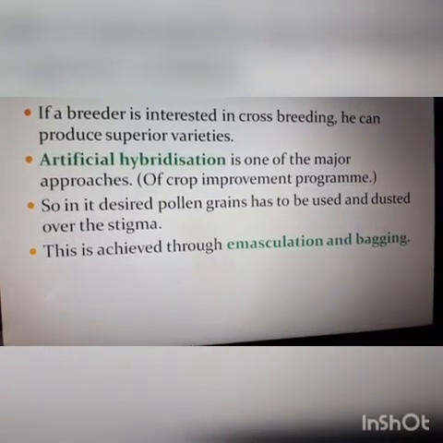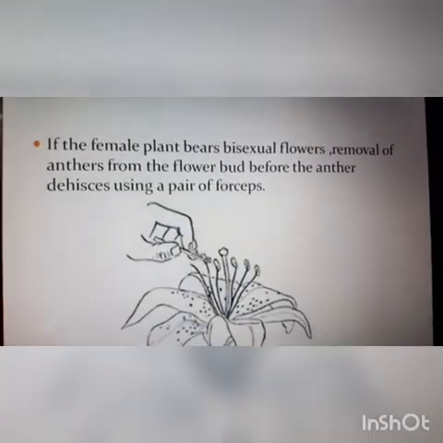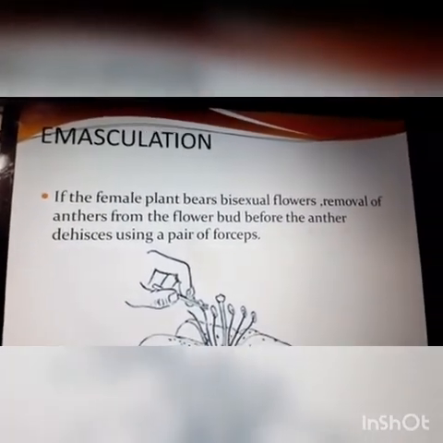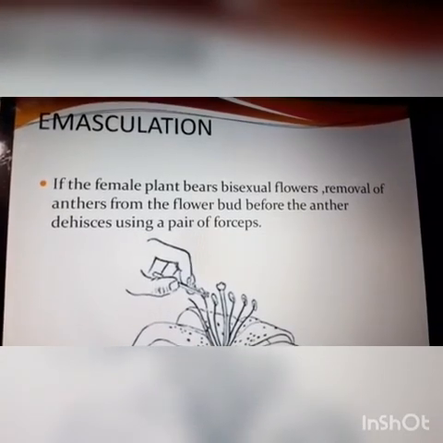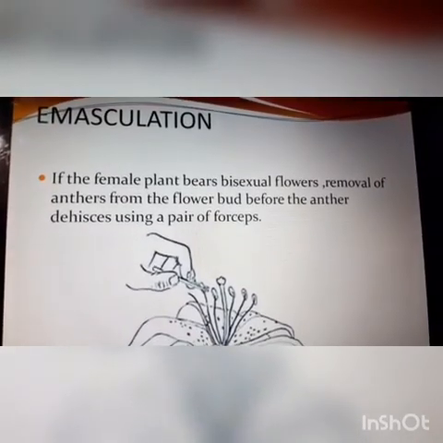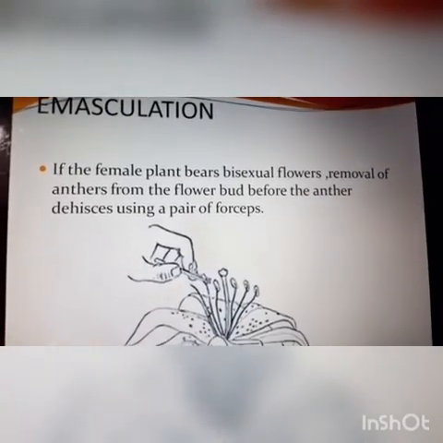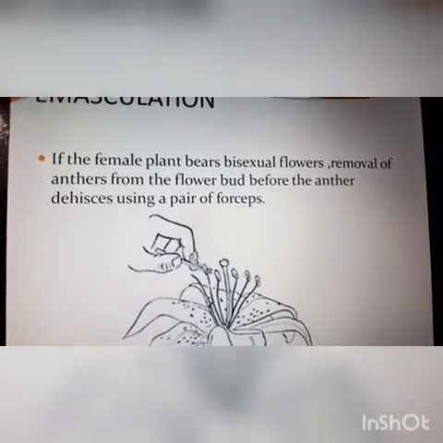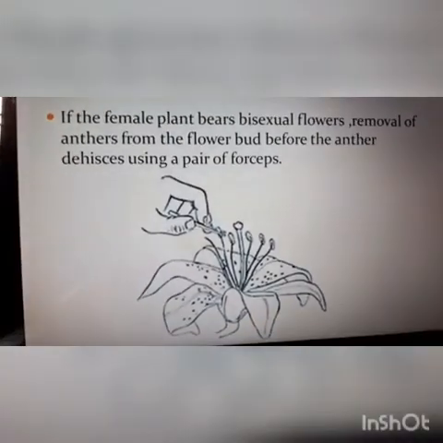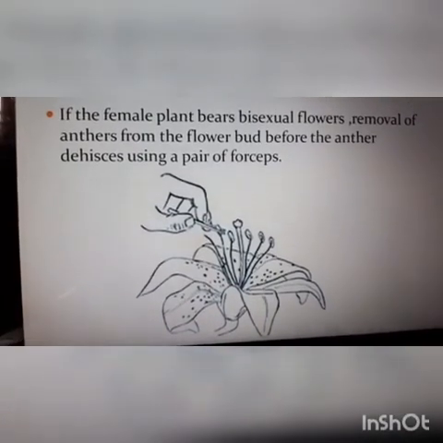This topic, emasculation and bagging, is very important from the point of view of the practical examination. Okay, so first we can discuss emasculation. What is emasculation? If the female plant bears bisexual flowers, removal of anthers from the flower bud before the anther dehisces by using a pair of forceps is emasculation. So we can use the desired pollen over it, isn't it? And in the diagram you can see that process.